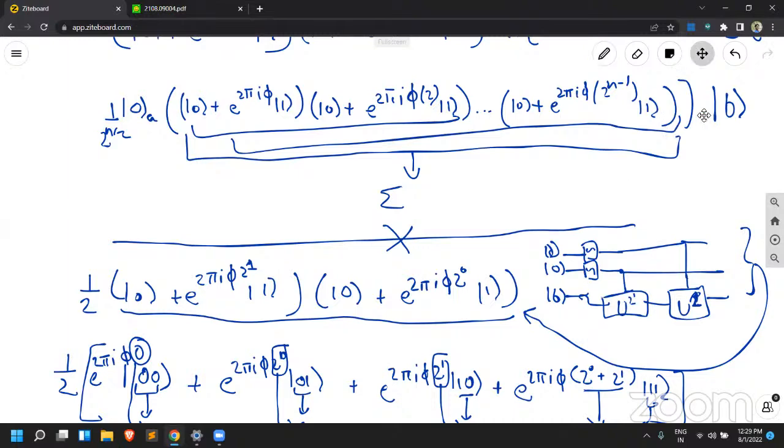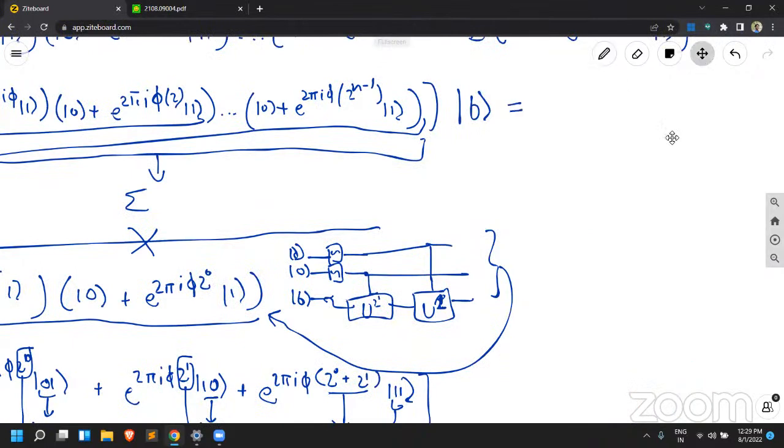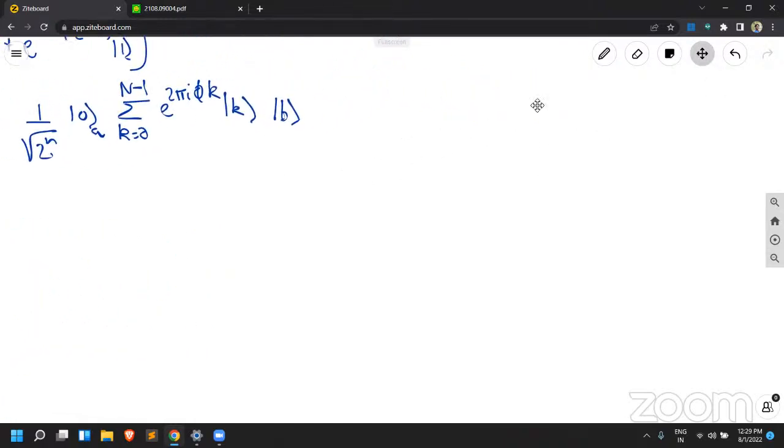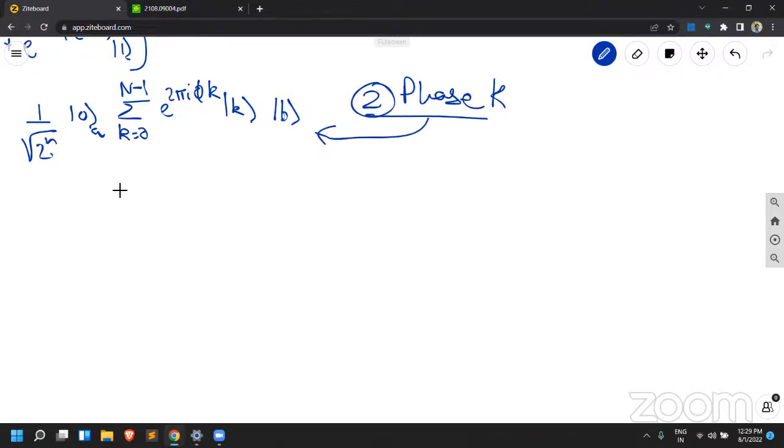So we can just write this state in a very small format, with 1 by root 2 to the power n as a scalar, and you have summation over, we are writing the clock register in short notation, k equal to 0 to 2 to the power n minus 1, e to the power 2 pi iota phi times k, and this is k, and we have our B register. Okay, so this is what we have got. This is our state after we have applied the second step, phase kickbacks. We have applied phase kickbacks and we have got this state. So now the third step is actually to apply inverse quantum Fourier transform.